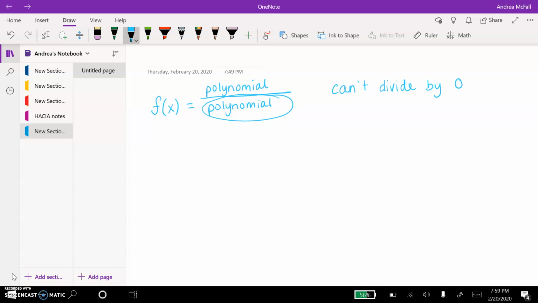So we care what makes the denominator equal to 0. Anywhere that the denominator is equal to 0, or any value that makes the denominator equal 0, is a point of discontinuity.